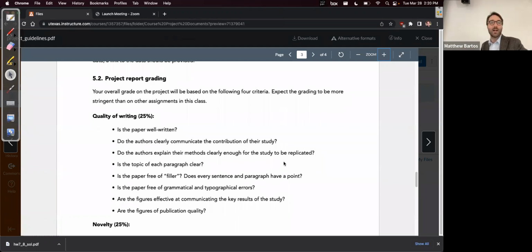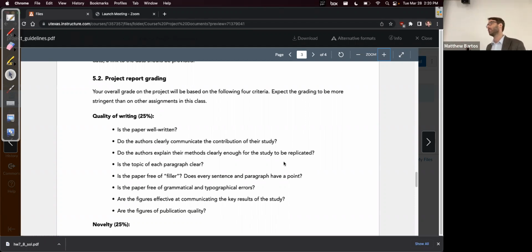All right, let's talk a bit about the components of the project report grading. First, clocking in at about 25% of the overall grade, is the quality of writing. I really want to emphasize that quality of writing is important if you're going to become a researcher, a scientist, or if you're going to work in any kind of capacity as a leader in industry. You really need to know how to write well. So I'm going to be grading pretty critically when it comes to the writing. In particular, what I'm looking for is, is the paper well written?